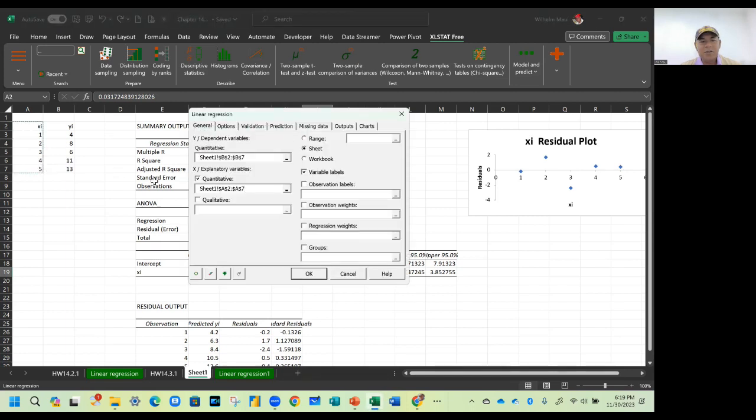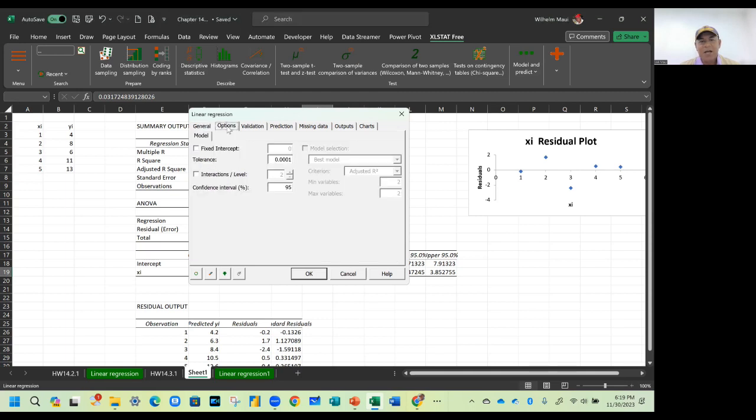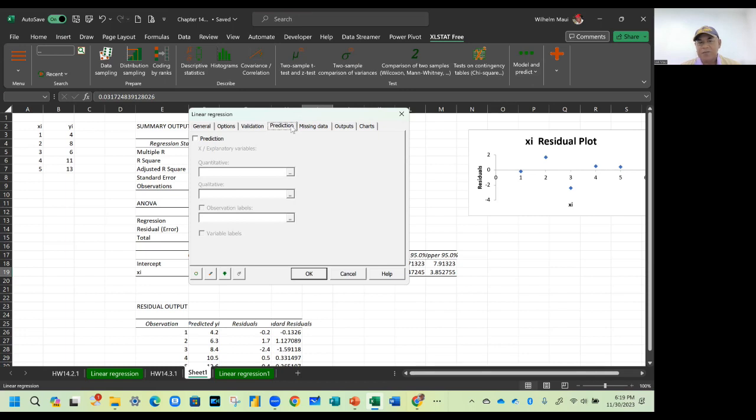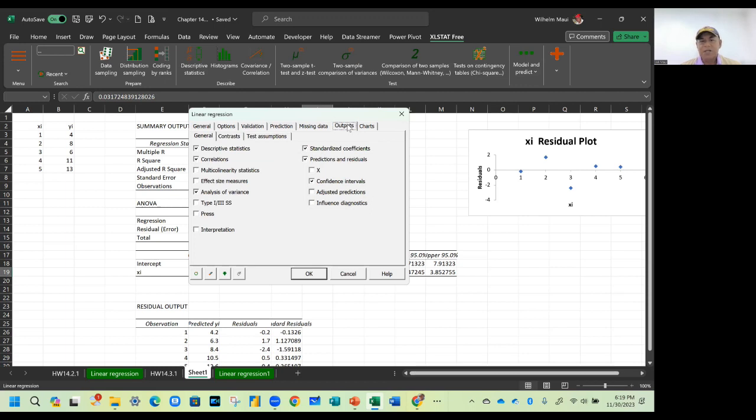So select those. And then if it's a qualitative one, you say it's qualitative. In this case, it's quantitative. So, okay, you keep it there. And then let's see, options, validations, predictions. For now, we'll leave that. And then your missing data, and then here's your output. So for your output, you're going to want your descriptive statistics, which are shown here.